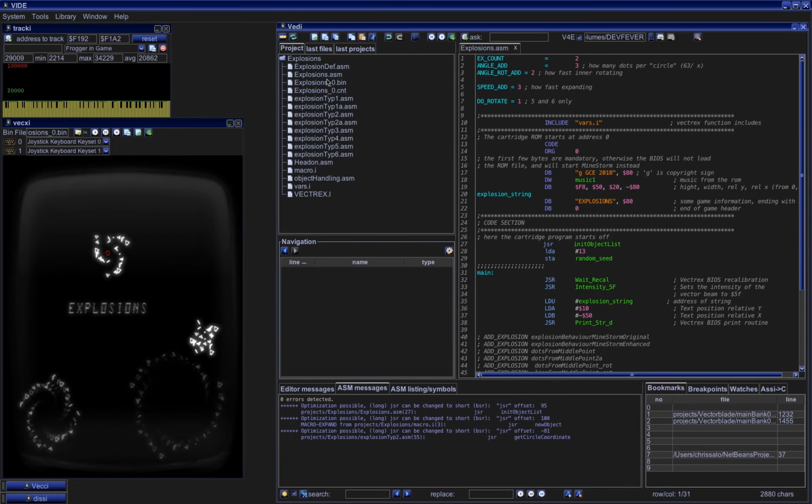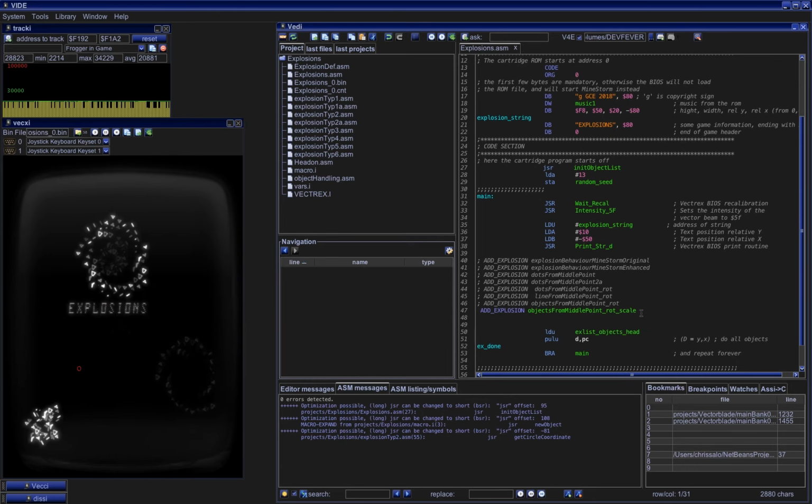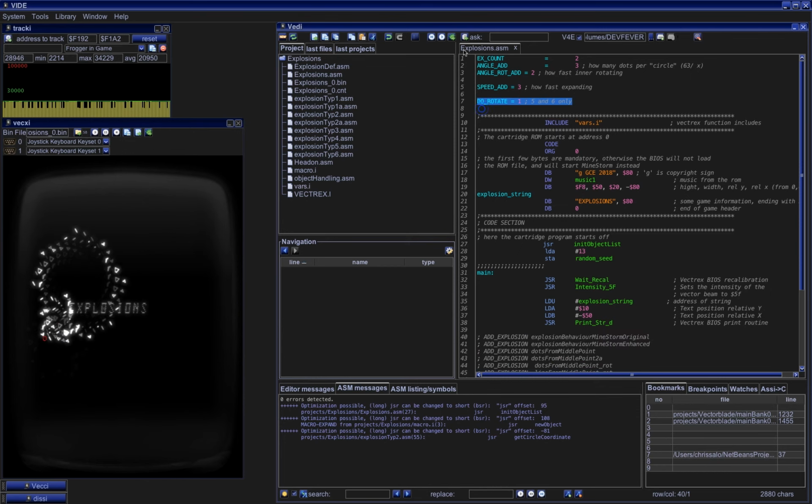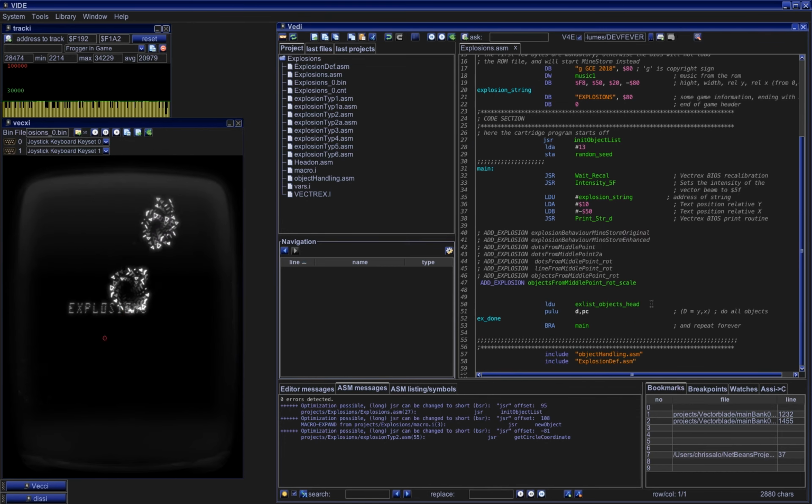The main file will be explosion.asm, and the different explosions can be commented in and out here and configured in the upper section. This is a complete main code.